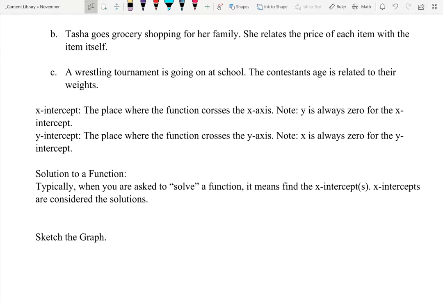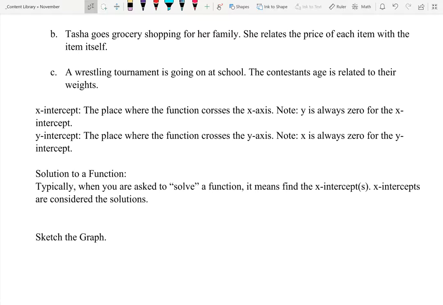X-intercept, the place where the function crosses the x-axis. So these are just definitions again that we wrote down in class. X-intercept, the place where the function crosses the x-axis. Note, y is always 0 for the x-intercept. And y-intercept, the place where the function crosses the y-axis. Note, x is always 0 for the y-intercept.